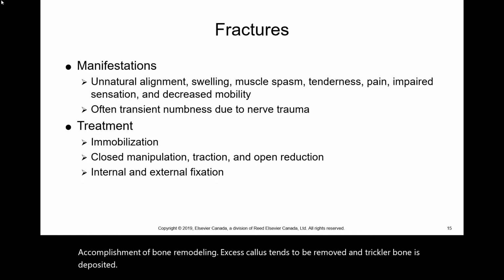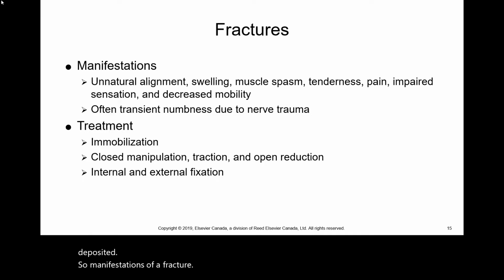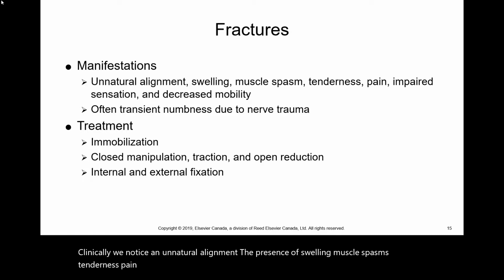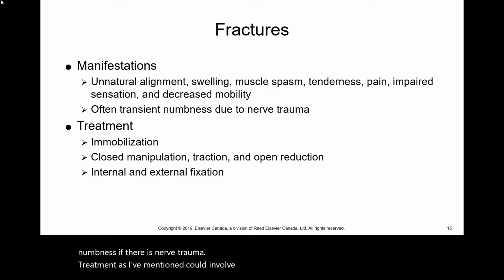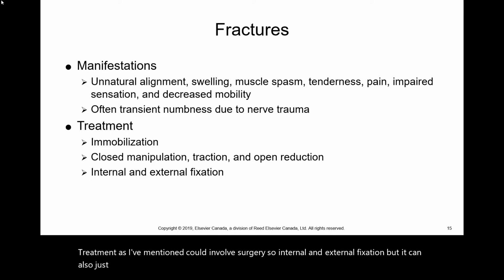So, manifestations of a fracture. Clinically, you may notice an unnatural alignment, the presence of swelling, muscle spasms, tenderness, pain, impaired sensation, or decreased mobility. It can often be associated with numbness if there is nerve trauma. Treatment, as I've mentioned, could involve surgery, so internal and external fixation, but it can also be something as simple as a cast where you have that particular limb immobilized.